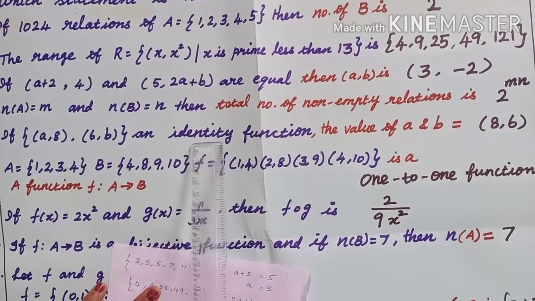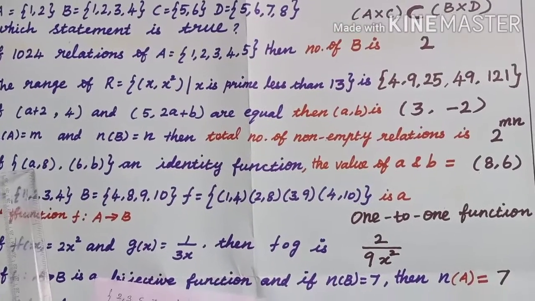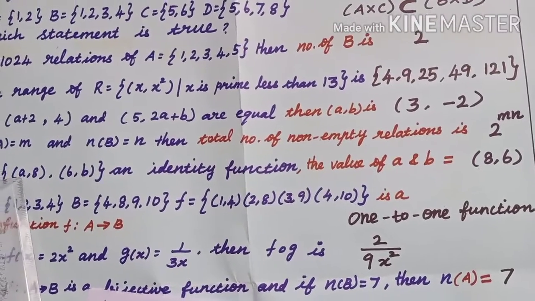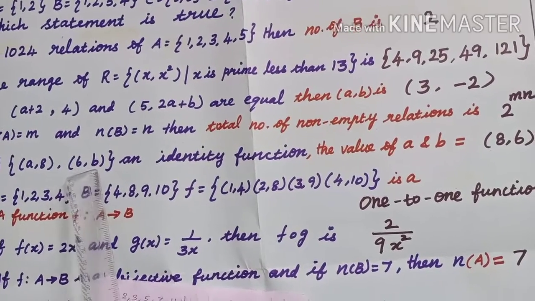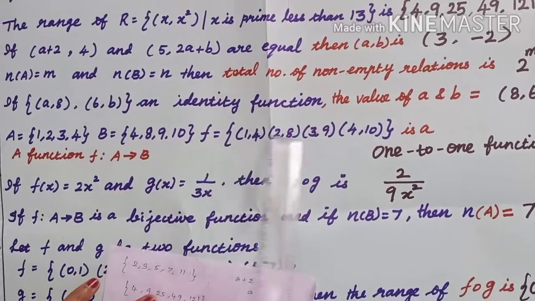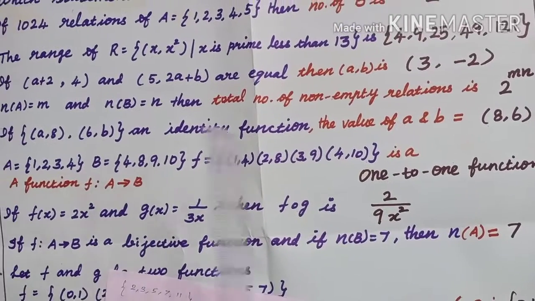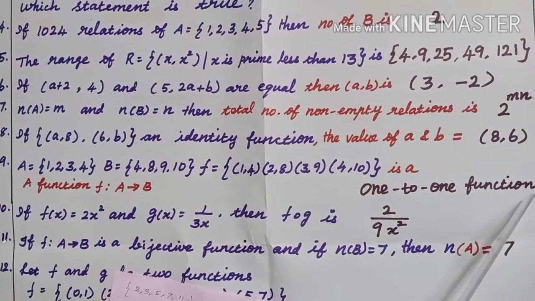So these are identity functions. In an identity function, the 2 members are equal. So a equals 8 and b equals 6 is your answer. So the ninth one: what is this function? All have separate answers. So this is a 1-to-1 function.